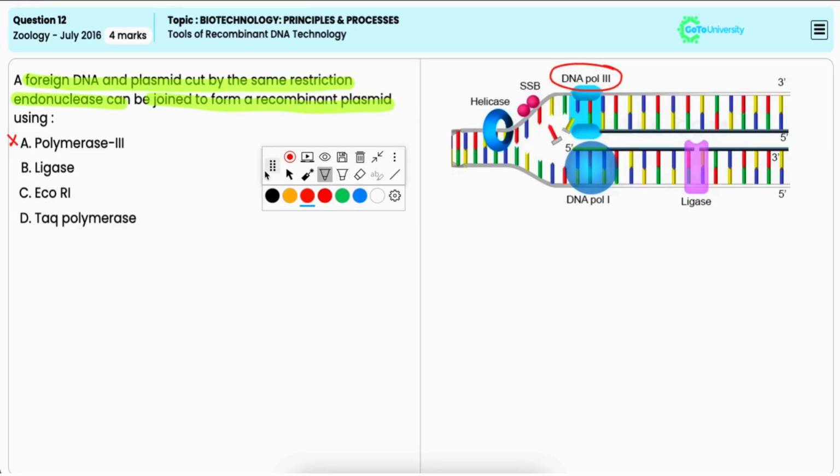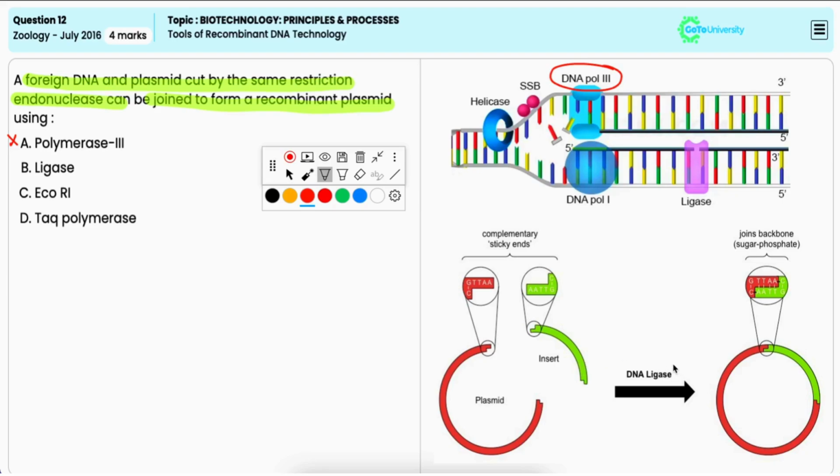Option B, ligase. Now, DNA ligase is the enzyme that joins DNA fragments by forming phosphodiester bonds between the sugar phosphate backbones of the adjacent DNA strands. And this is essential for sealing the nicks between the foreign DNA and the plasmid, thus creating a recombinant plasmid. Hence, it is the correct option.